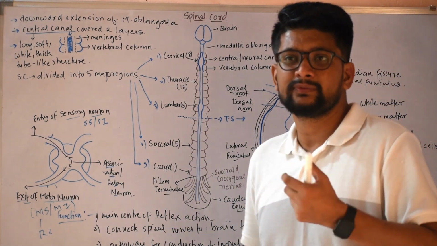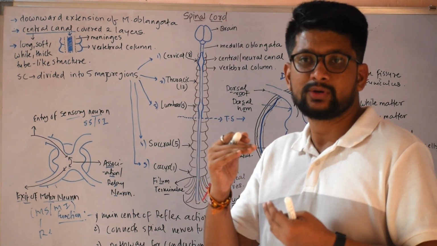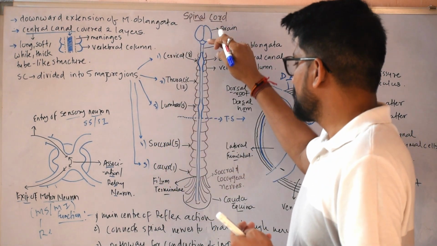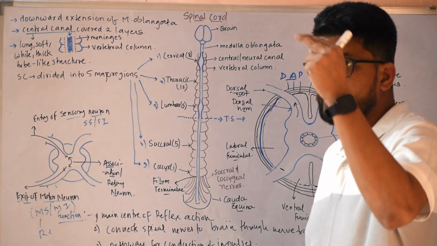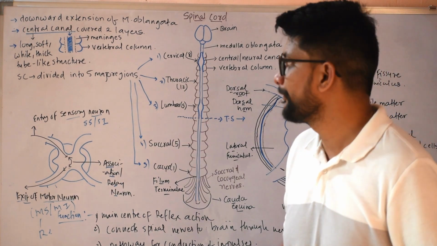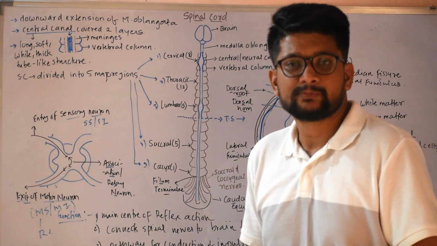If any कोई भी nerve या कोई भी signal या impulses अगर brain से spinal cord के पास आना है, spinal cord से brain के पास जाना है, तो ये जो होता है basically एक pathway की तरह काम करता है for the conduction of impulses from brain to spinal cord and vice versa. So this was all about the structure of spinal cord, TS of spinal cord.